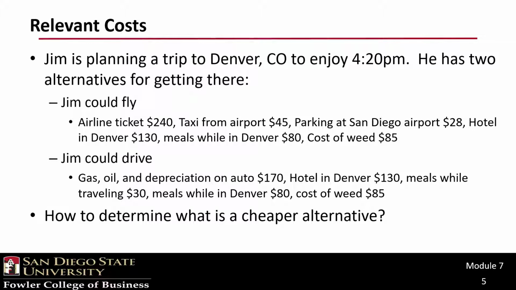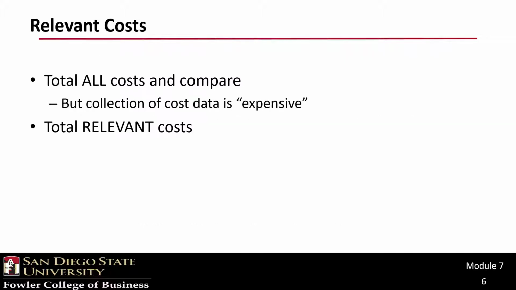And we're looking at this in purely a financial perspective, because obviously it takes much less time to fly there than it does to drive to Denver. Okay, so we could look at all costs and compare. And in our previous example, I actually gave you all costs, but that's hypothetical. But what we really want to do is only look at the relevant costs, because to the extent that we have to go figure out what an irrelevant cost is, it's not critical to understanding which alternative is better.